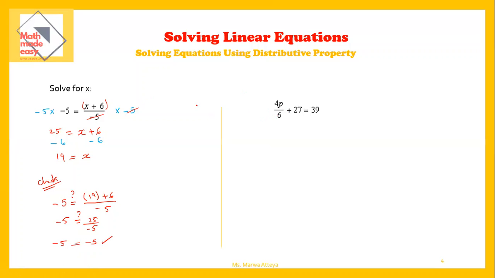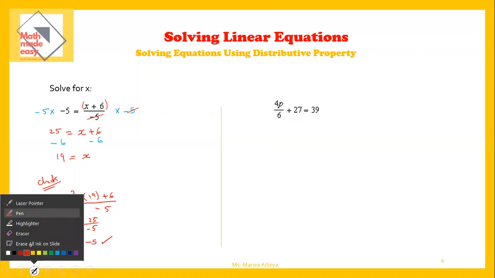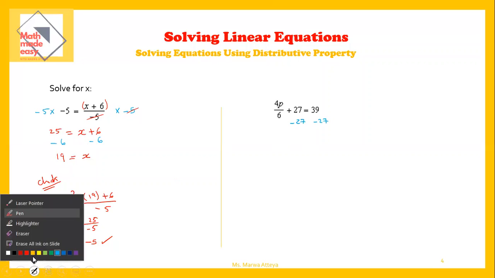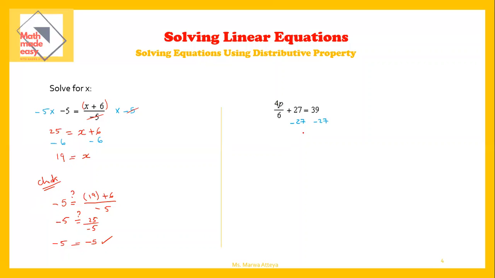Now, what if it's not both terms that are divided by a number like we had here, but only one of them? In this case, we're going to get rid of the 27 first. So I am going to subtract 27 from both sides. Doing that, we will get that 4p over 6 is equal to 39 minus 27, which is 12.